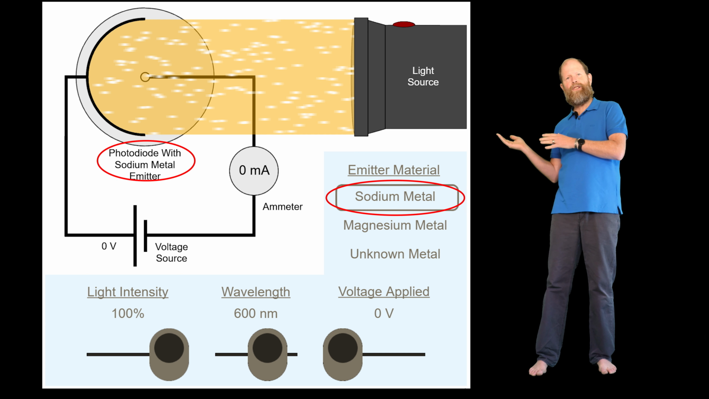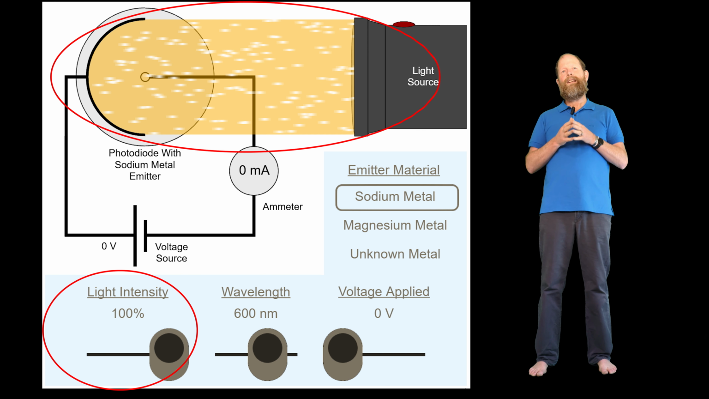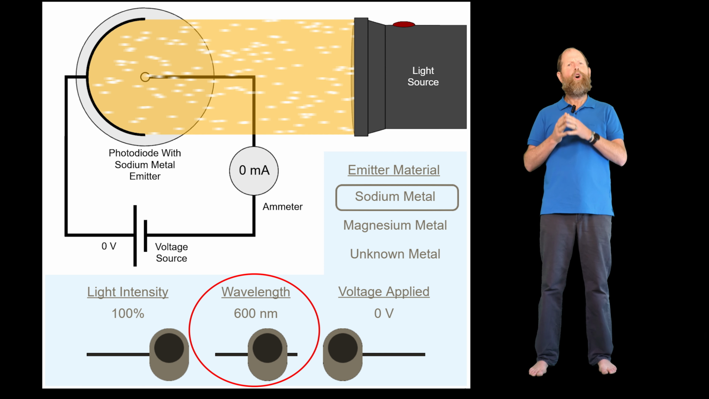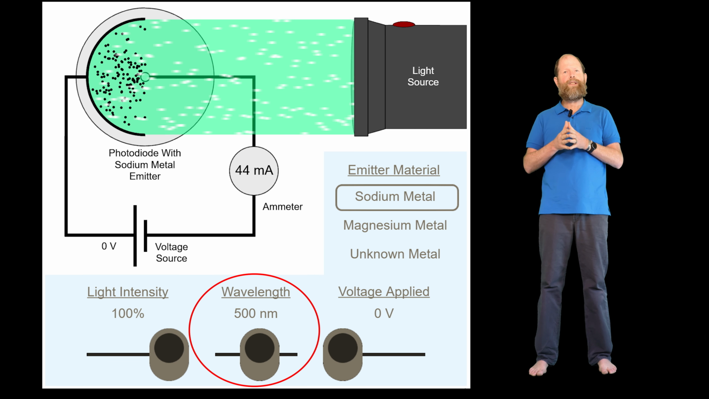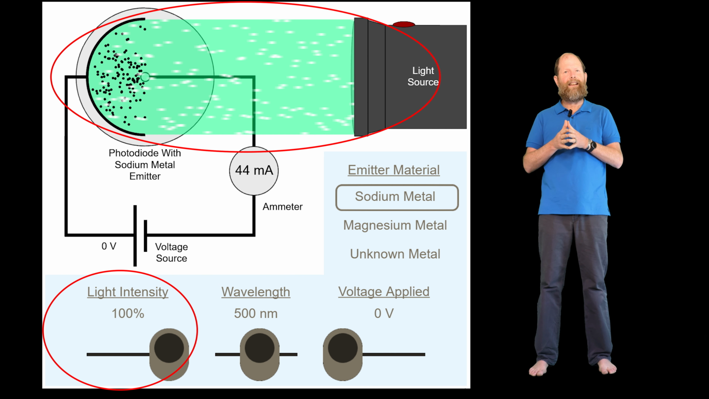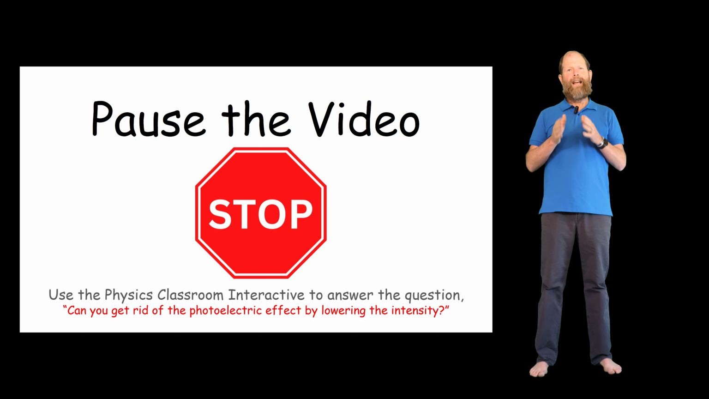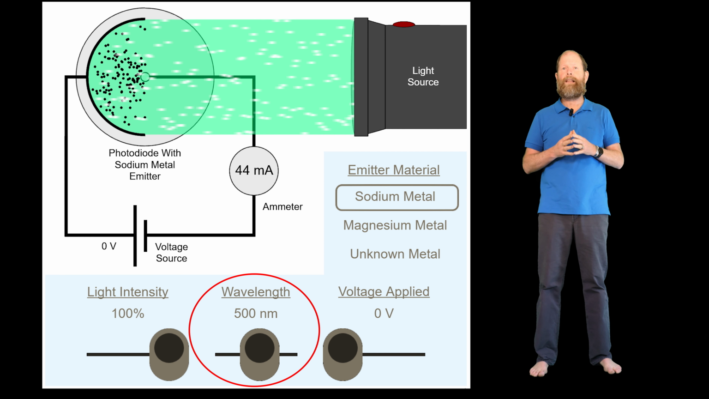Make sure you're still using sodium metal and set the intensity to 100%. Now, decrease the wavelength slowly until you see electrons popping off. What wavelength does this occur at? Leave the wavelength at 500 nanometers and try decreasing the intensity. Are you able to get rid of the photoelectric effect? Test other wavelengths. Which wavelengths cause the electrons to pop off the sodium metal?